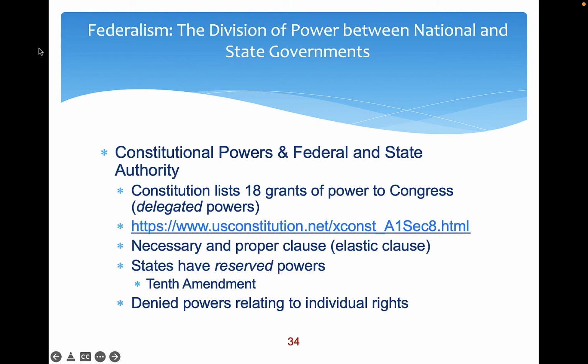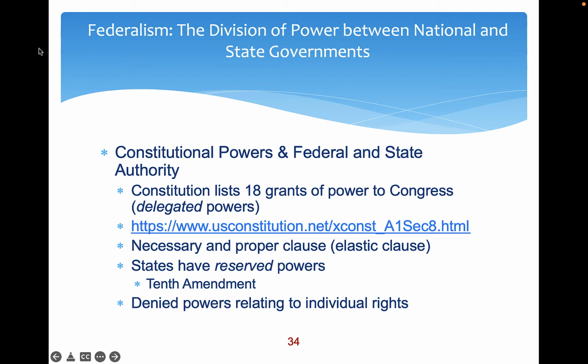So when we talk about those enumerated powers, like we said, the Constitution lists 18 grants of power to Congress. They also have something called the Necessary and Proper Clause, which we'll talk about in a little bit. The 10th Amendment gives states powers to pass laws as long as they don't conflict with these enumerated powers or they don't violate the Constitution.